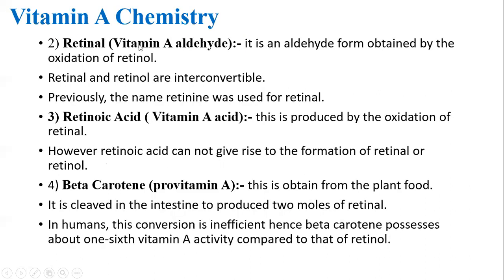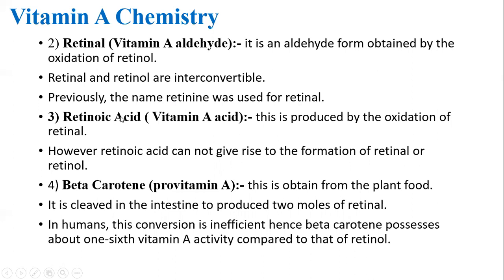Next, we are discussing the second form of vitamin A, the aldehydic form, known as retinal. The aldehyde form is obtained from the oxidation of retinol. That means the alcoholic form on oxidation forms retinal, and retinol and retinal are interconvertible. Retinol may be changed into retinal, and retinal may be changed into retinol. Previously, the aldehydic form was known as retinene.